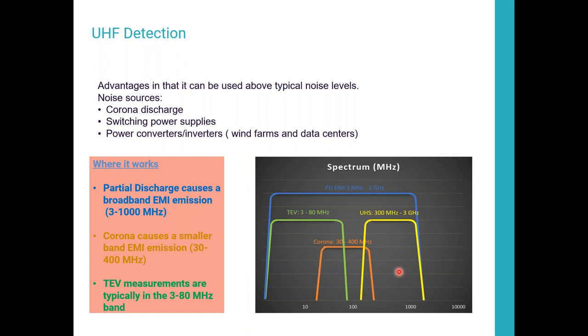If you have a location that has AC to DC converters, so data centers have a lot of AC to DC converters, they create a lot of noise. Again, in that kilohertz range, the RF antennas can get you above that and allow you to detect partial discharge in those environments.